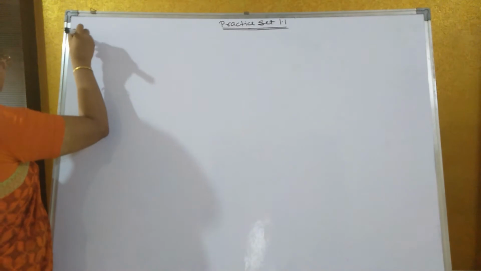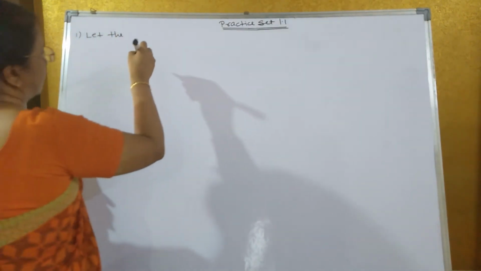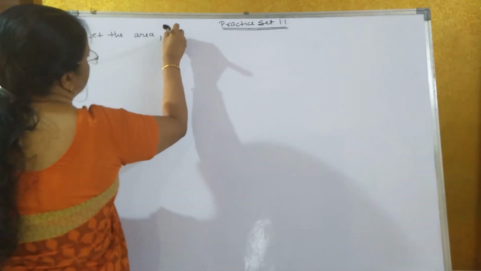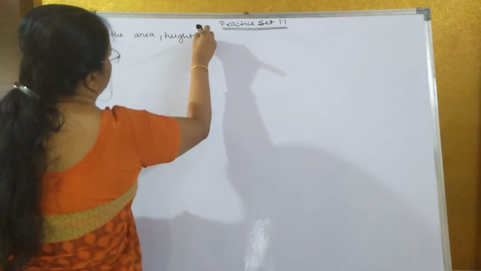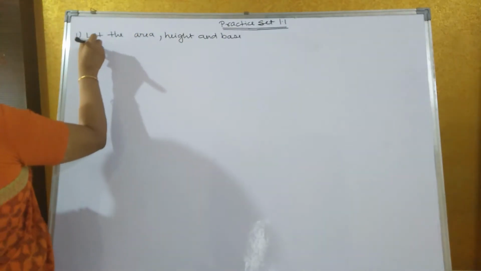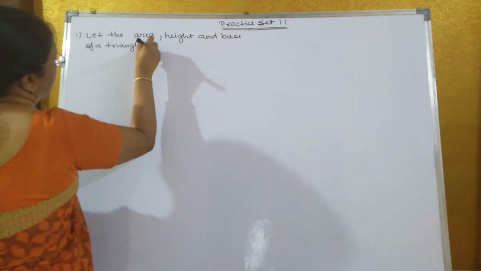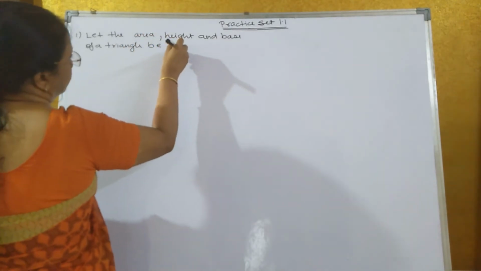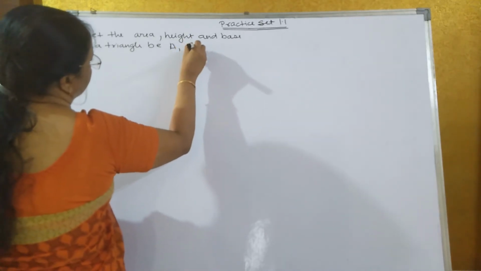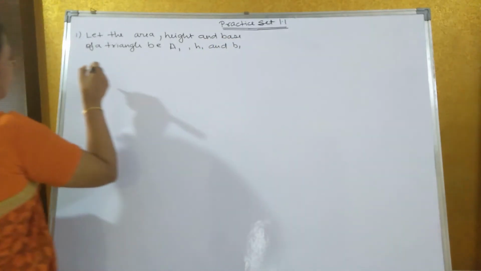So let us take the area, height and base of a triangle be A1, H1, height is H1 and base is B1.